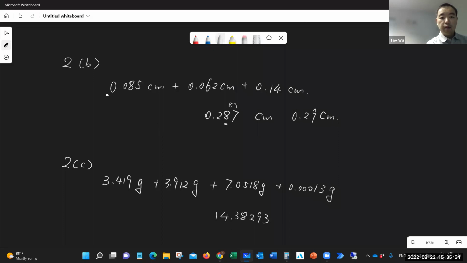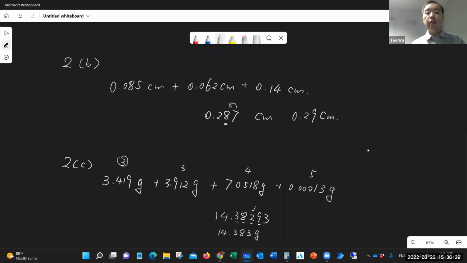All right, so now this guy has 3 decimals, that has 4, and this has 5. So we're going to keep 3 decimals. So keep 1, 2, 3. We're keeping up to here, and look at the next one, which is 9. So we need to round up. That's going to be 14.383, and that's going to be in grams. All right, so that's addition. Okay, that's the addition. Multiplication, I think, is easier.